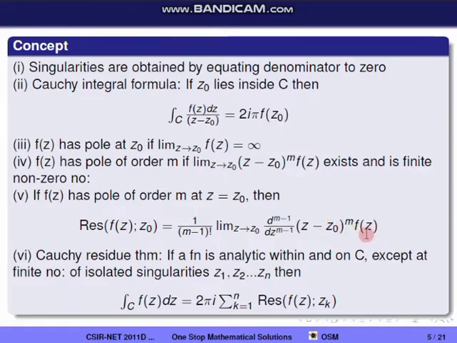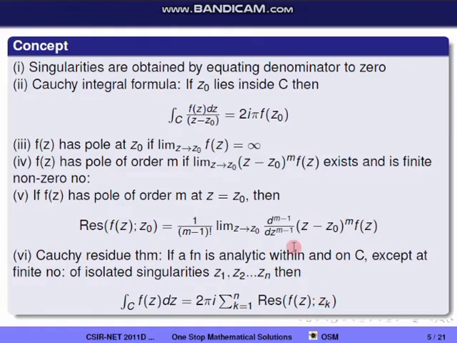And Cauchy residue theorem says that if a function is analytic within and on C except at a finite number of isolated singularities z1, z2, etc. up to zn, then integral over C of f of z dz is equal to 2 pi i sigma k equal to 1 to n residue of f of z at zk.